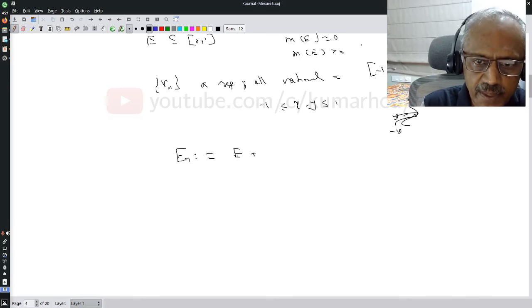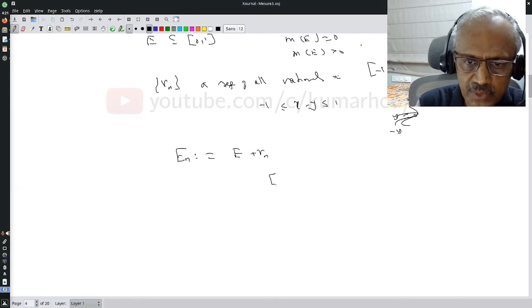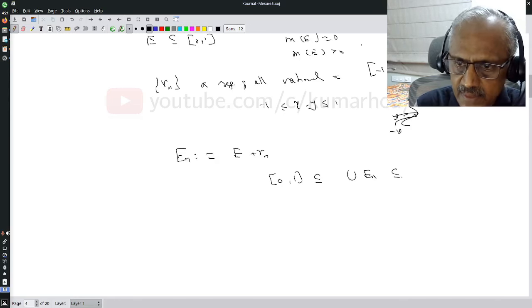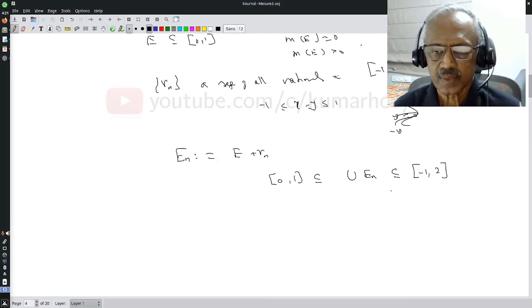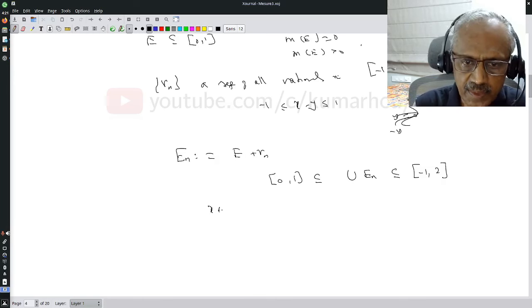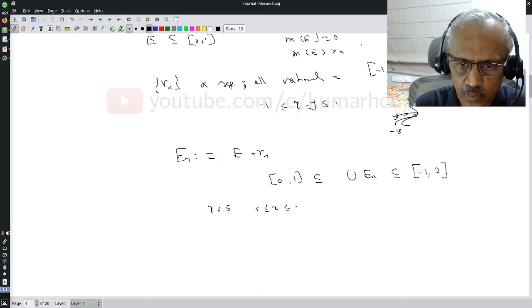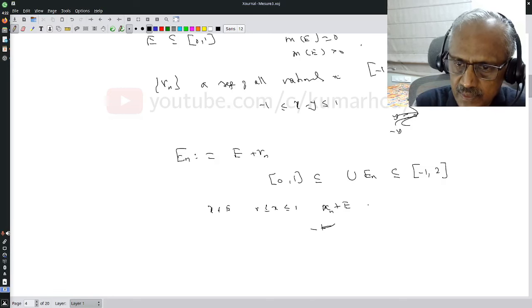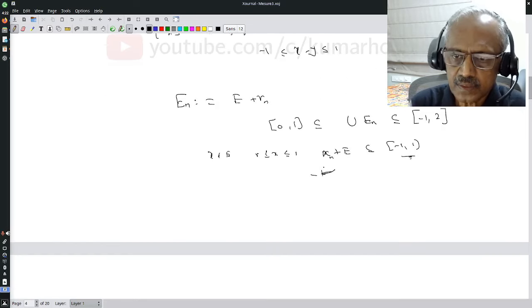Let E_n be E plus r_n. Then what you can show is that [0, 1] is contained in the union of E_n, and this itself is contained in, let's say, minus 1 to 2. Because any x in E is between 0 and 1, x less than or equal to 1, therefore r_n plus x will be contained in minus 1 to 2, since r_n is between minus 1 and plus 1.